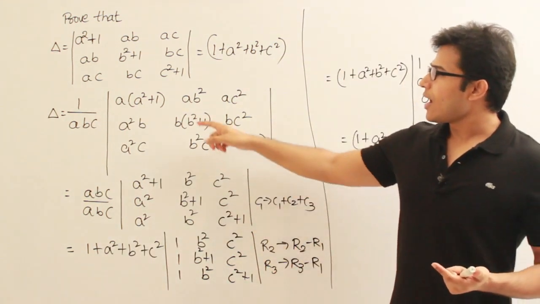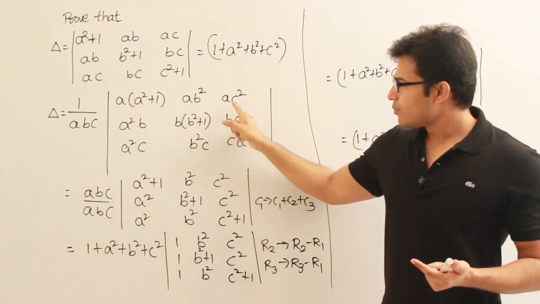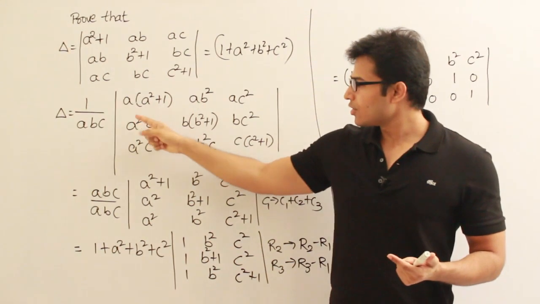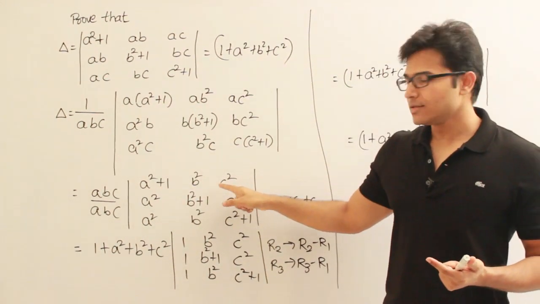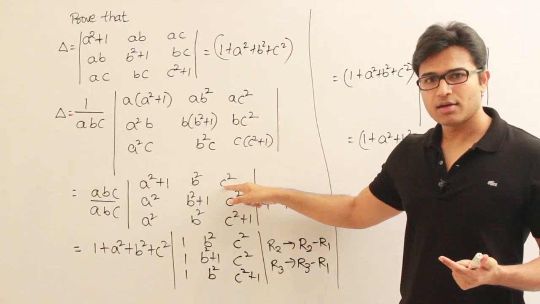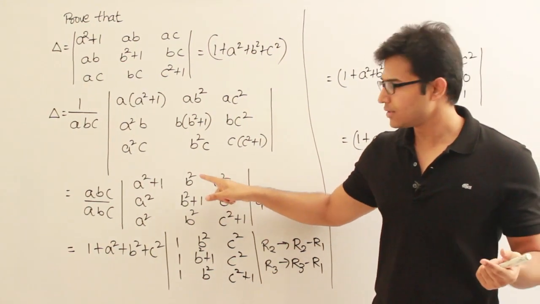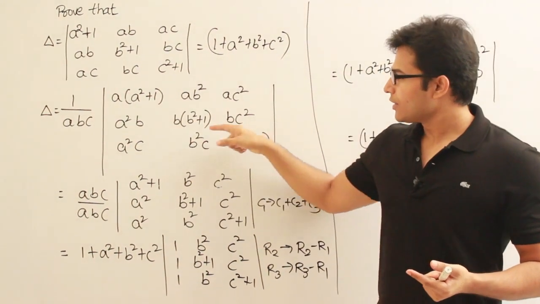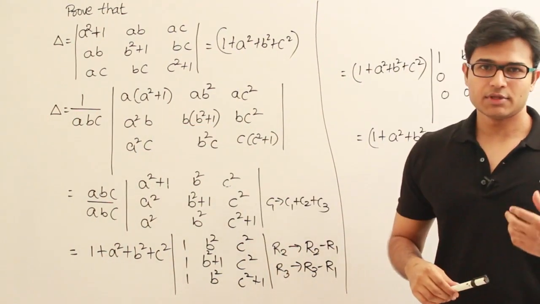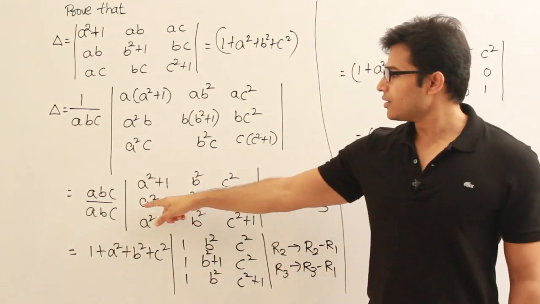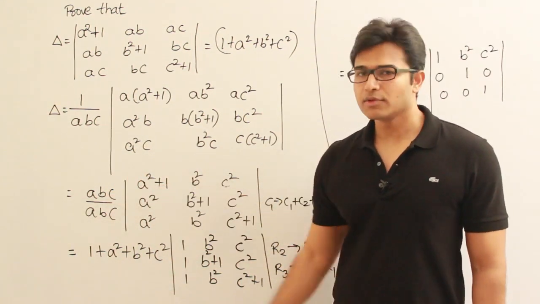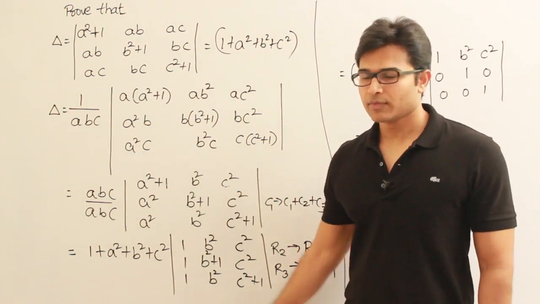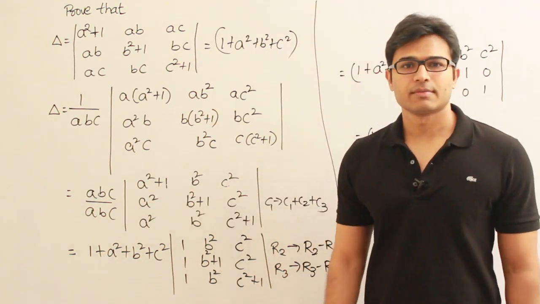And next, from every row I pulled out a as common. If from every row I pull out a as common, I am going to get this. Since I divided this entire row with a, I have to multiply it with a to balance it. That is why I am multiplying it with a here. Again I did the same here. The entire row I divided with b, and then multiplied with b to balance it out. Same thing here, divide with c and then multiply with c. So I got abc divided by abc.